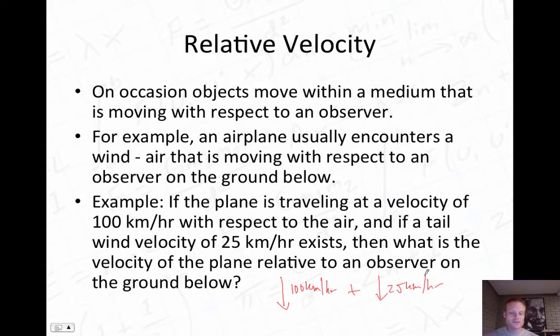So this is pretty basic. It's back to kind of what you were doing at the very beginning of this unit. If you add 100 plus 25, how fast does the plane appear to be to someone who's standing on the ground looking up at the plane? Well, you just would make this into one big long vector, and it would be 125 kilometers per hour. This is the relative velocity. So someone on the plane is experiencing a velocity of 100 kilometers per hour, but if you were observing it from the ground, it appears to be going 125 kilometers per hour.